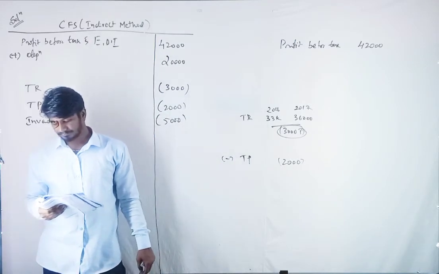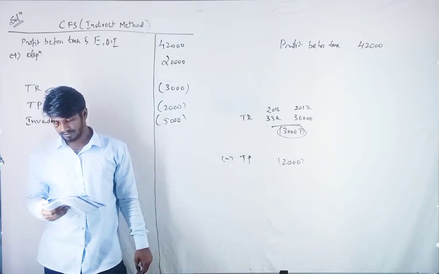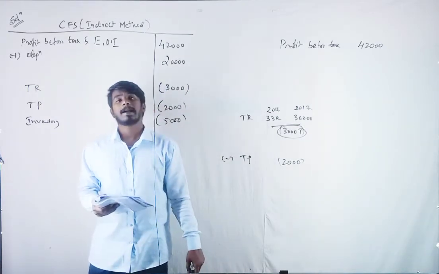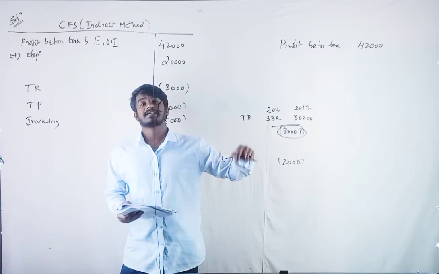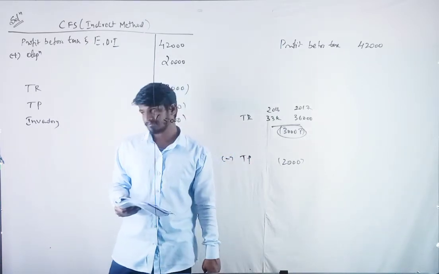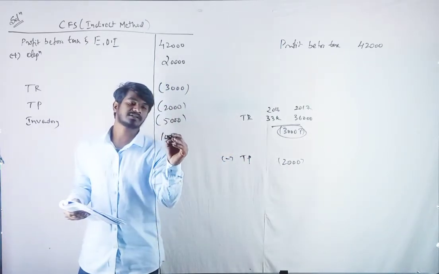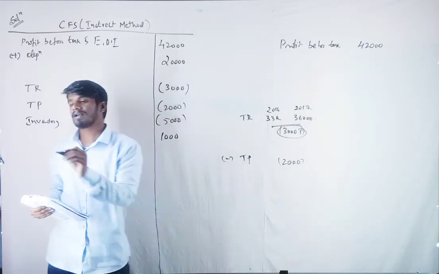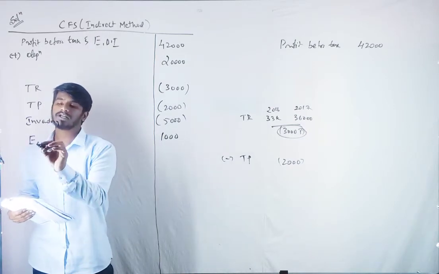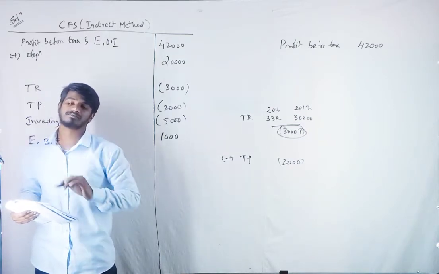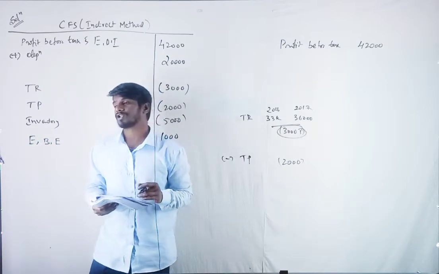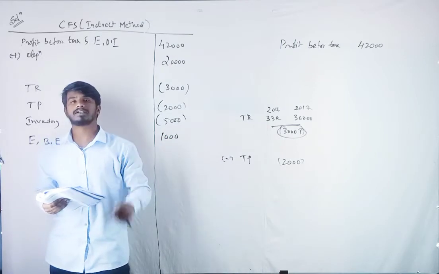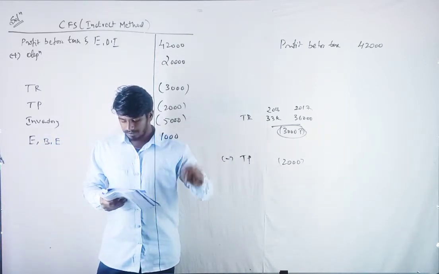Outstanding employee benefits. We didn't pay it. We didn't pay it means cash is still in the account. Yes, right. 1,000 rupees. We might have reduced from the profit. We will add it. Employee benefit expenses. I'm writing in short forms. You should not write it in short forms. You should write it in full form. Okay. Expenses.